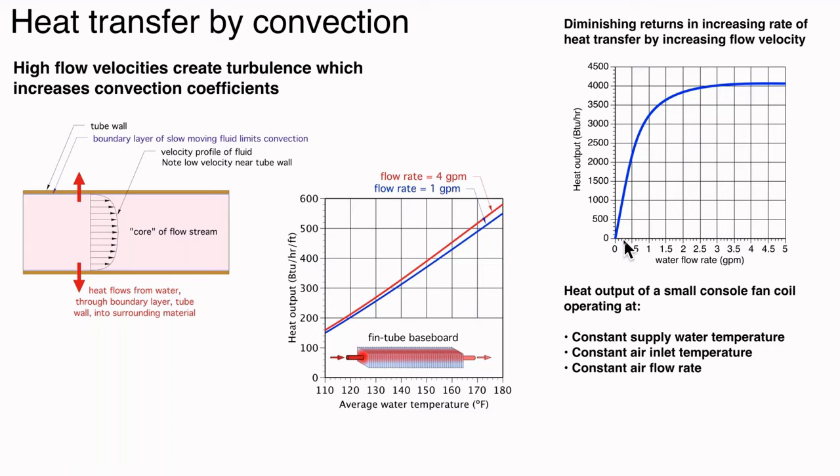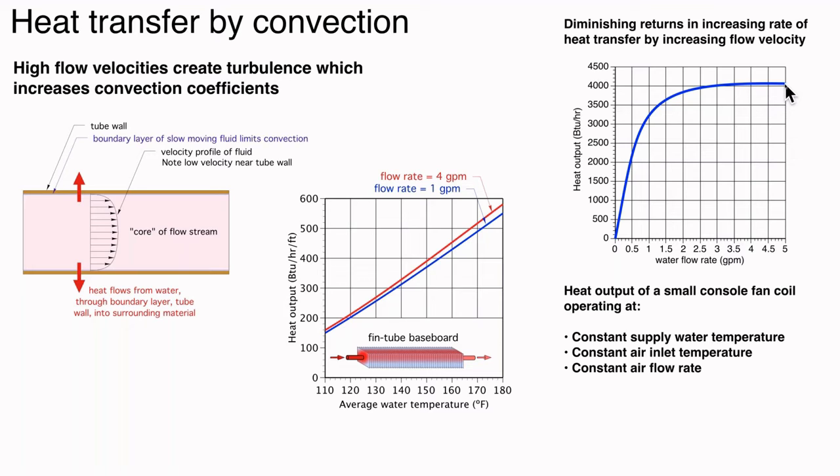But as we go to higher flow rates, we're still going up, but we're getting a diminishing return. And by the time we get out here, we're getting very little return on that higher flow rate. And of course, that higher flow rate is costing us in terms of pumping power and perhaps the size of the pump that we're using. So there's definitely a diminishing return on increasing the rate of heat transfer by increasing flow velocity.